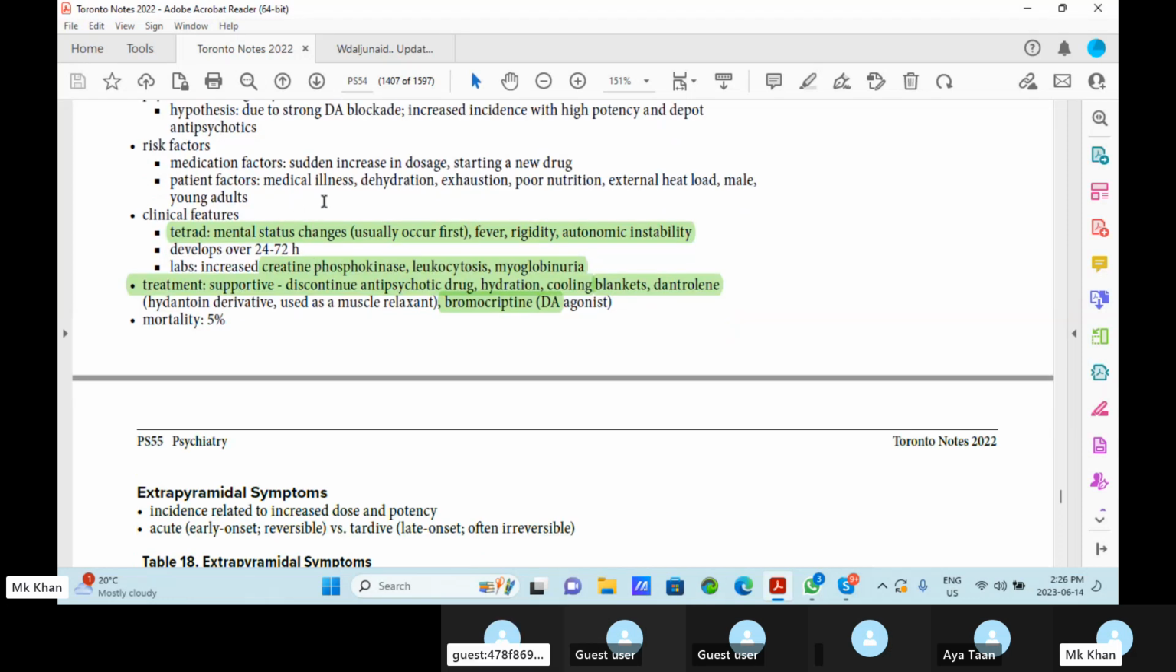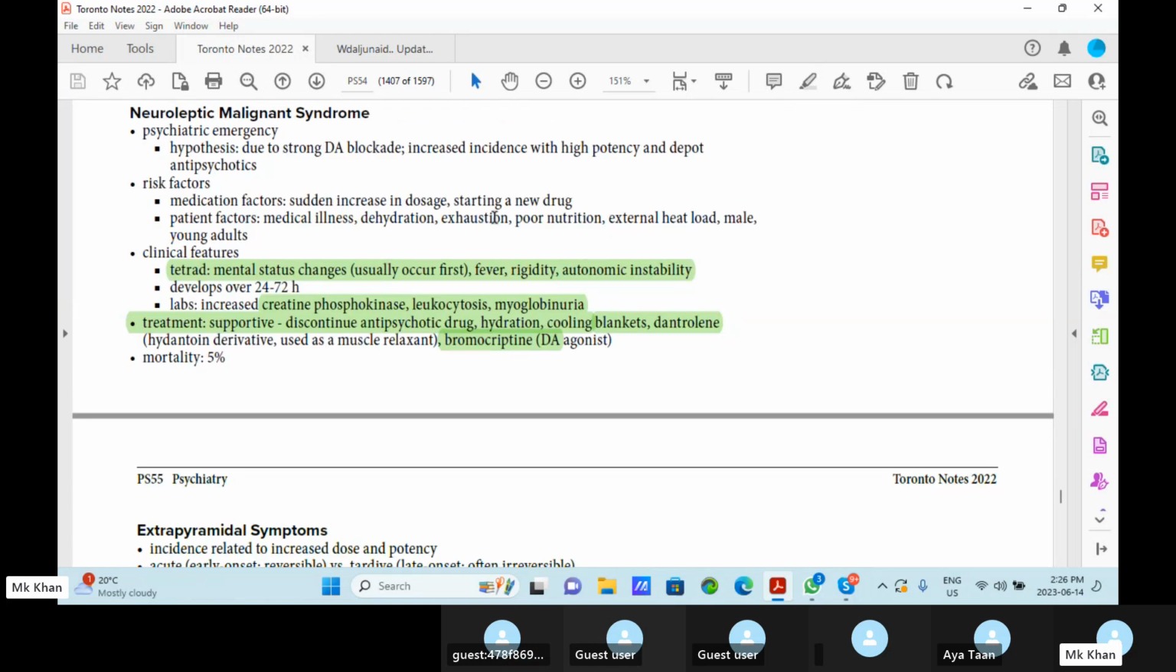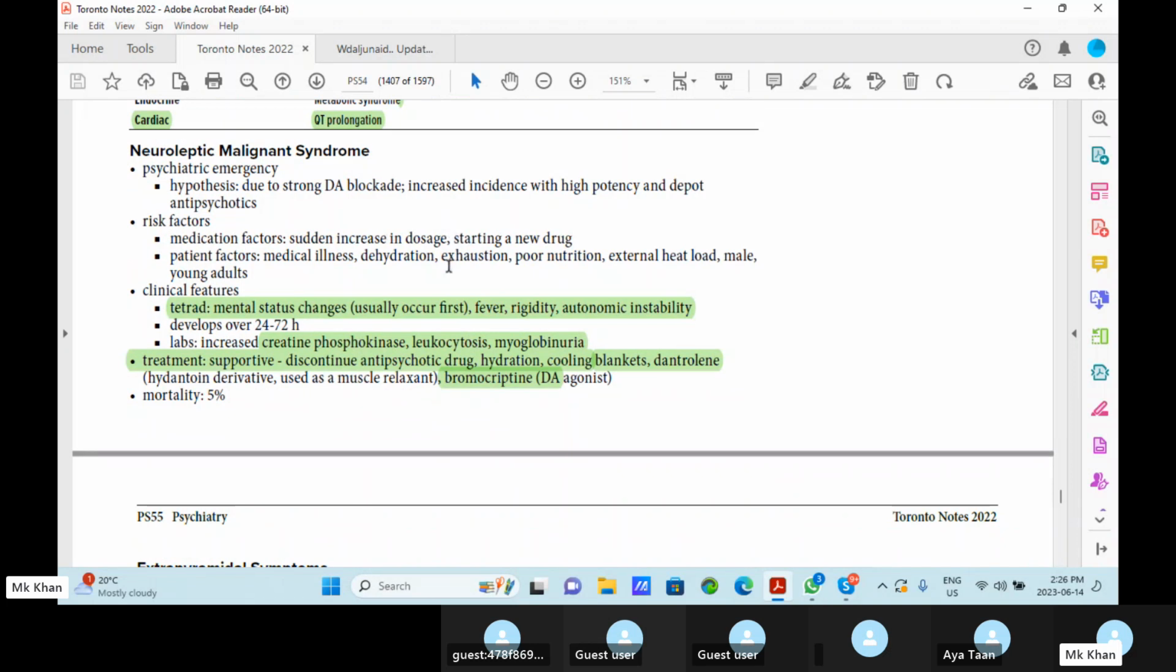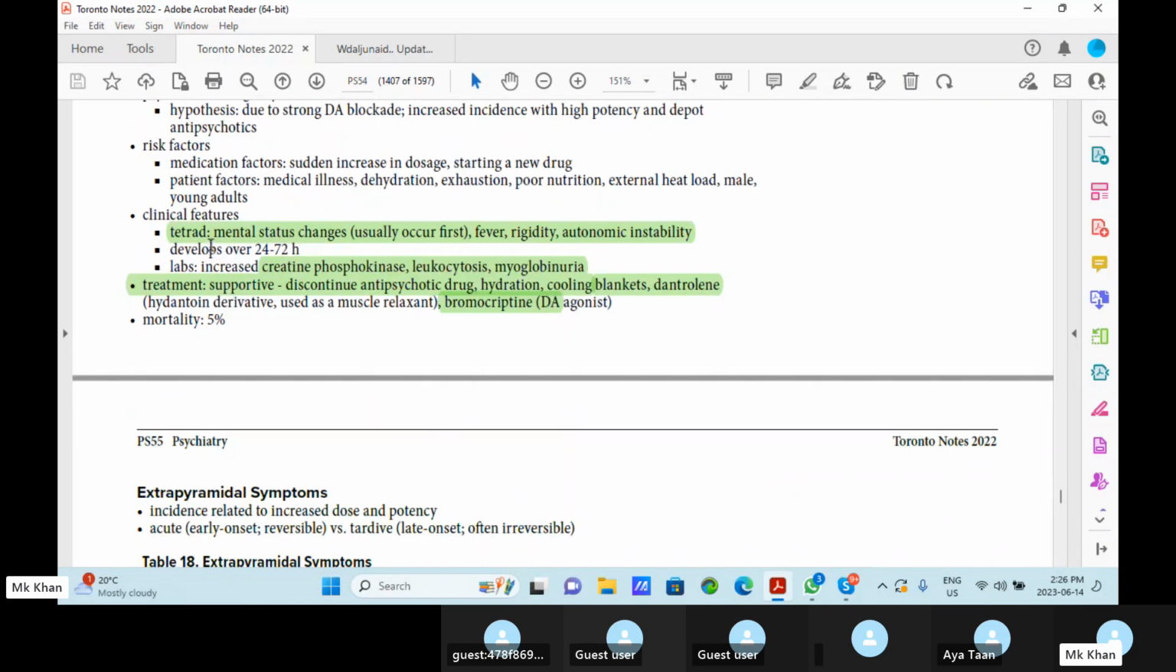And the patient factors: medical illness, dehydration, exhaustion. So all these can lead to an acute psychiatric emergency, neuroleptic malignant syndrome. So what are the clinical features? There's a tetrad: mental status changes, usually first, then fever, rigidity, and autonomic instability, within 24 to 72 hours. And labs show increased creatine phosphokinase, leukocytosis, and myoglobinuria. So the treatment is supportive, discontinue.